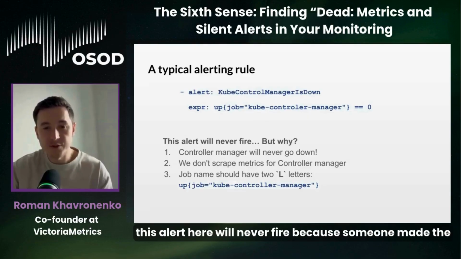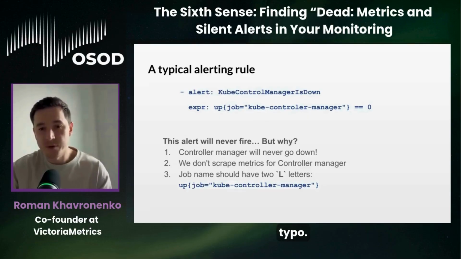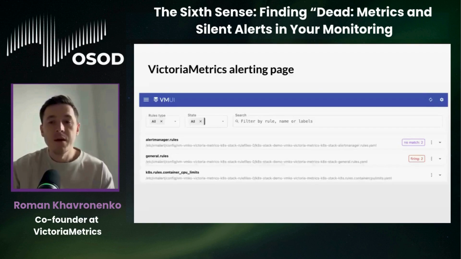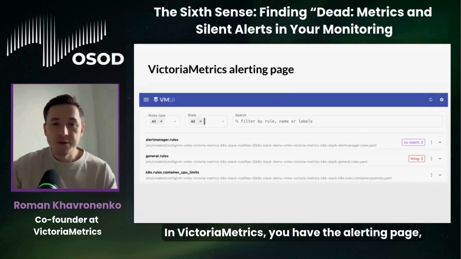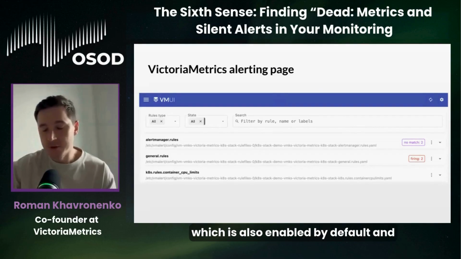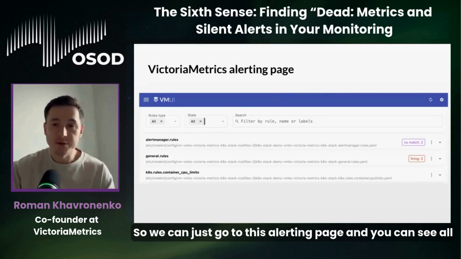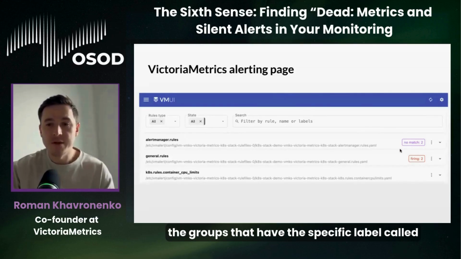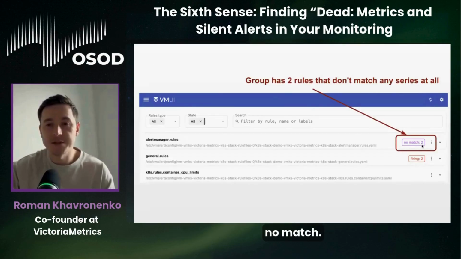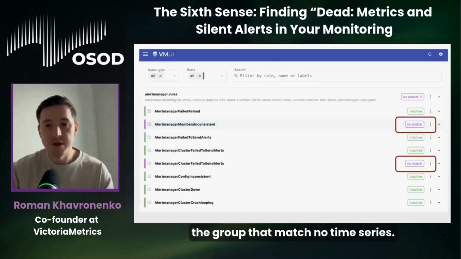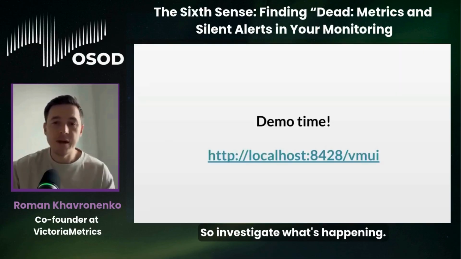So you see, this alert here will never fire because someone made a typo. They used one letter L when they had to use two. This is why it will never fire. In VictoriaMetrics, you have the alerting page, which is also enabled by default and available for everyone. You can just go to this alerting page and see all the groups that have the specific label called no match. No match shows you the number of rules within the group that match no time series. You can click on it and see which specific rules don't have a match and investigate what's happening.